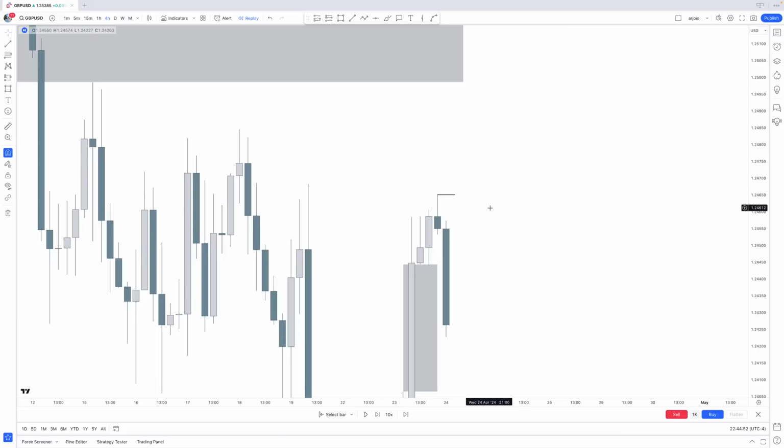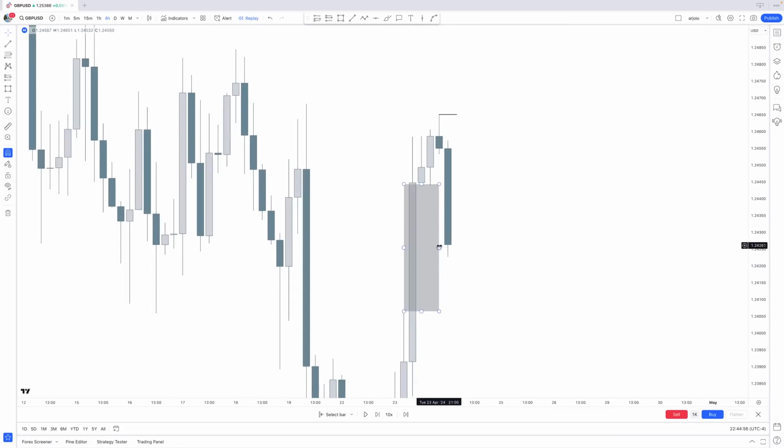So right here, once we reach this gray box, the fair value gap, which we can potentially continue higher from, it acts as a magnet, acts as a rocket right now.